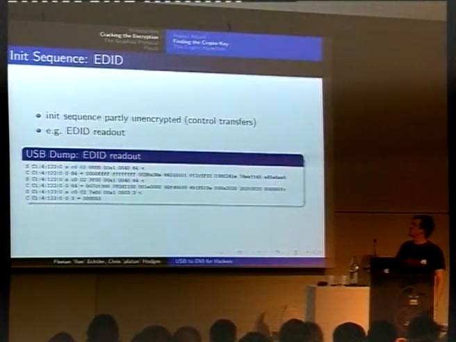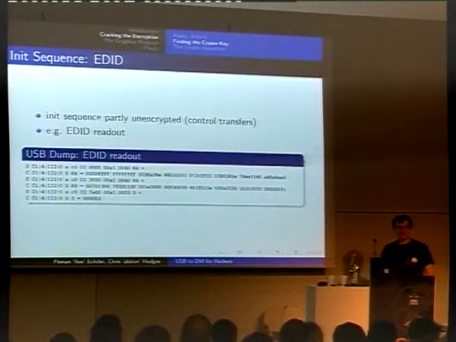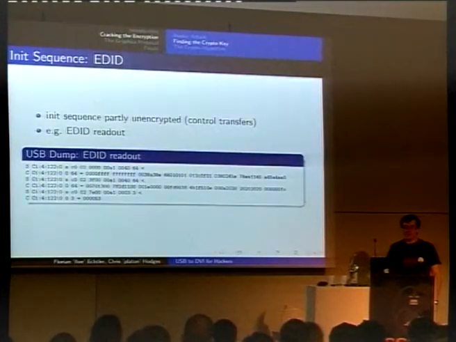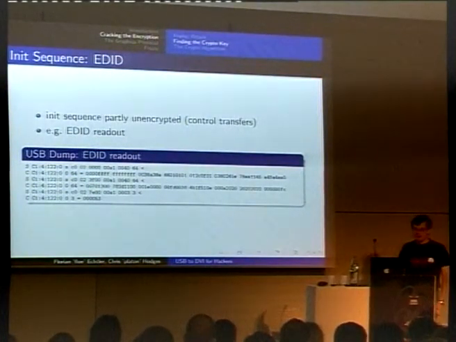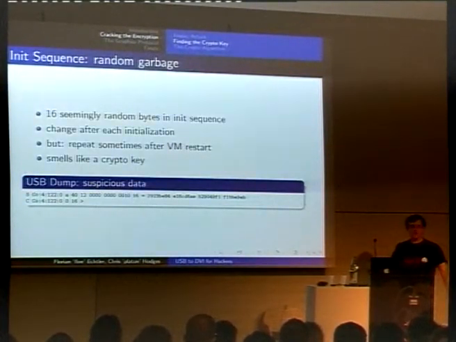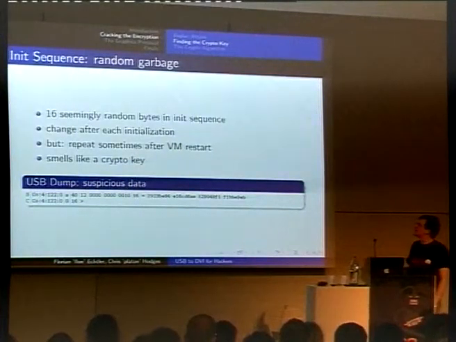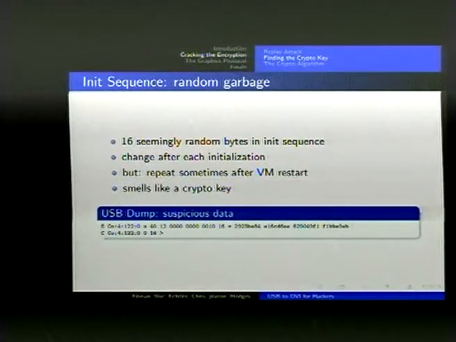So for example, what you get here is the readout of the monitor description. Here, 64 bytes are read twice and 3 bytes additionally, so you get a total of 131 bytes. This is the EDID block plus 3 length bytes, and this is exactly the EDID data of the attached monitor. So at this point, encryption doesn't yet happen. And there's one interesting control transfer in this entire initialization sequence, which is just 16 bytes of seemingly garbage.